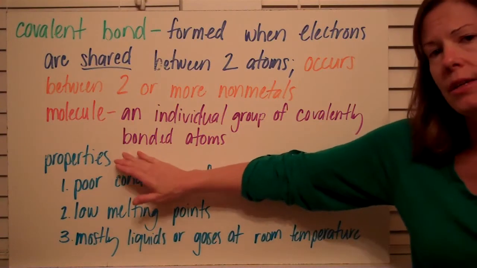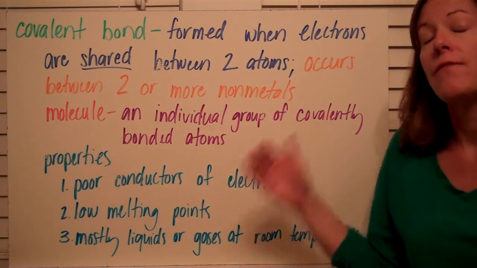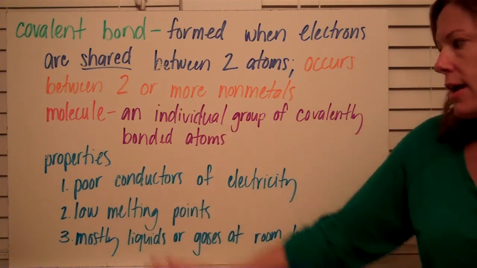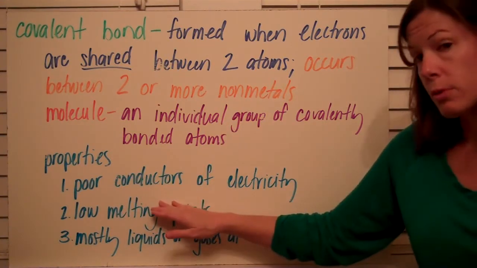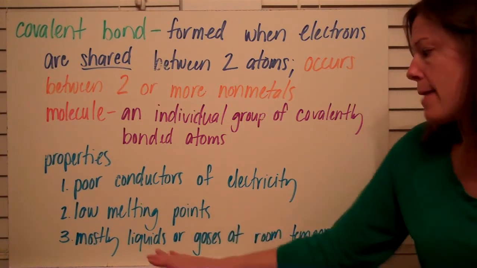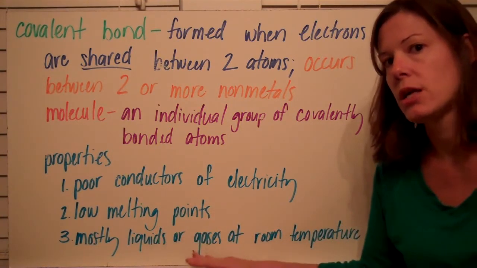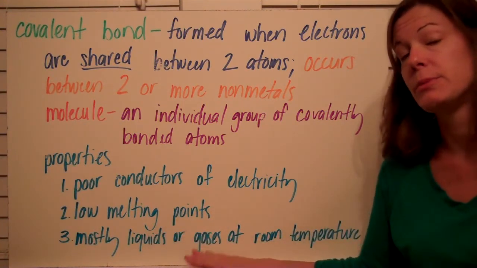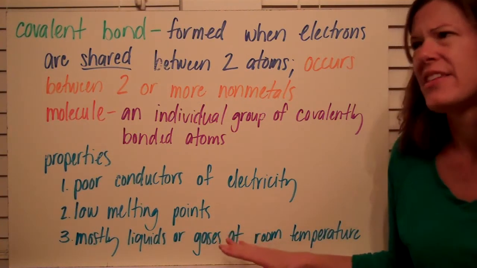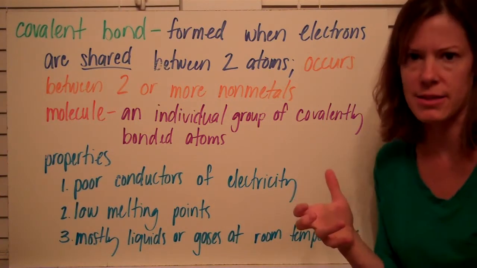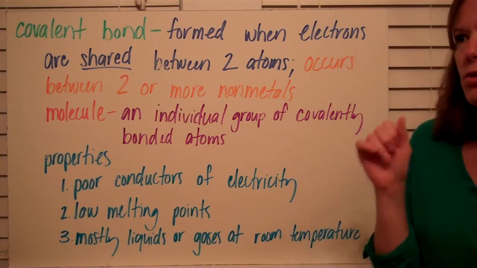And the properties of covalent compounds are completely opposite from the ionic compounds. So they are very poor conductors of electricity. They have very low melting points, and most of them are either liquids or gases at room temperature. If they are solids, then they're kind of like plastic. They're not super hard.